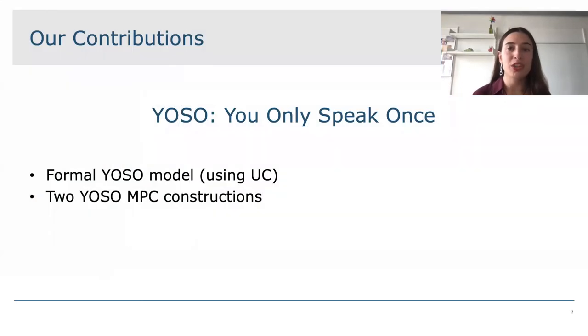Yoso stands for You Only Speak Once, and as the name suggests, it describes a class of protocols where no participant needs to speak more than once. This kind of protocol is particularly useful when dealing with a strong adaptive adversary who can kill or corrupt a party as soon as it speaks. In this work, we make two contributions. We define a formal Yoso model, and we show two MPC protocols with guaranteed output delivery within that model.